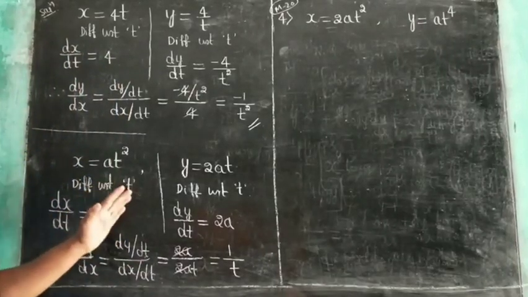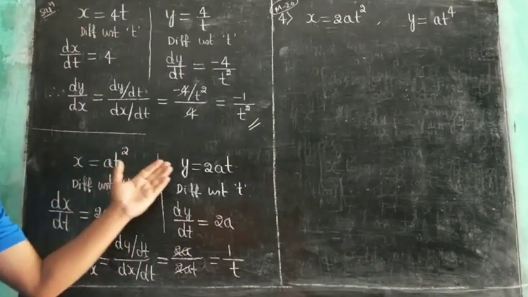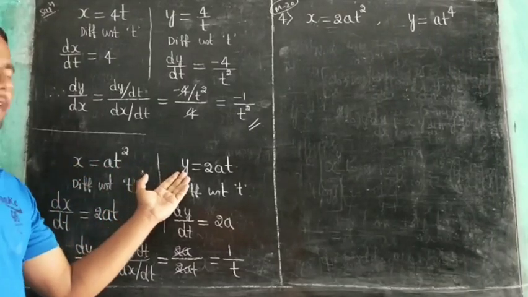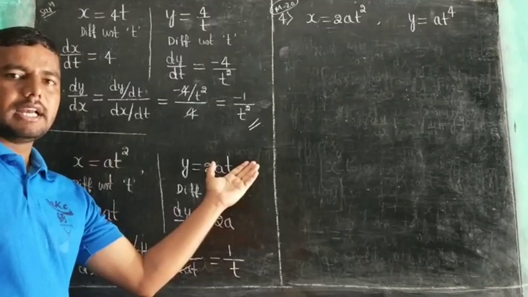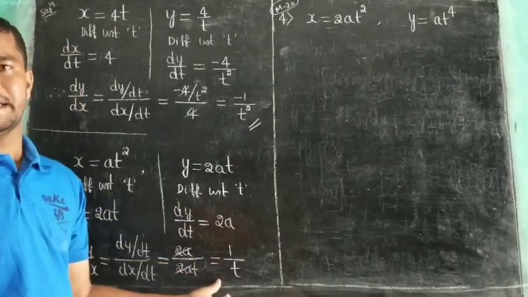This problem appears in your question paper like this: if x is equal to at square and y is equal to 2at, find dy by dx. Or in other words, prove that dy by dx is equal to 1 by t.